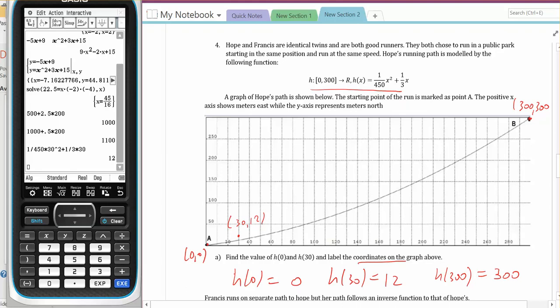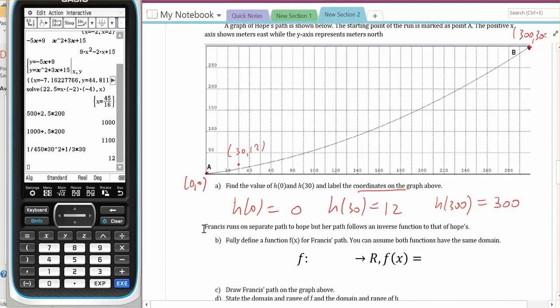Okay. All right. Now, what do we need to do? We want to find Francis's path. So Francis runs a separate path to Hope's, but her path was an inverse function to that of Hope's. So we want to find a fully defined function for Francis' path. You can choose the function to have the same domain. Both functions have the same domain. So the domain of the original part of Hope's path would be from 0 to 300. We just need to find the rule.